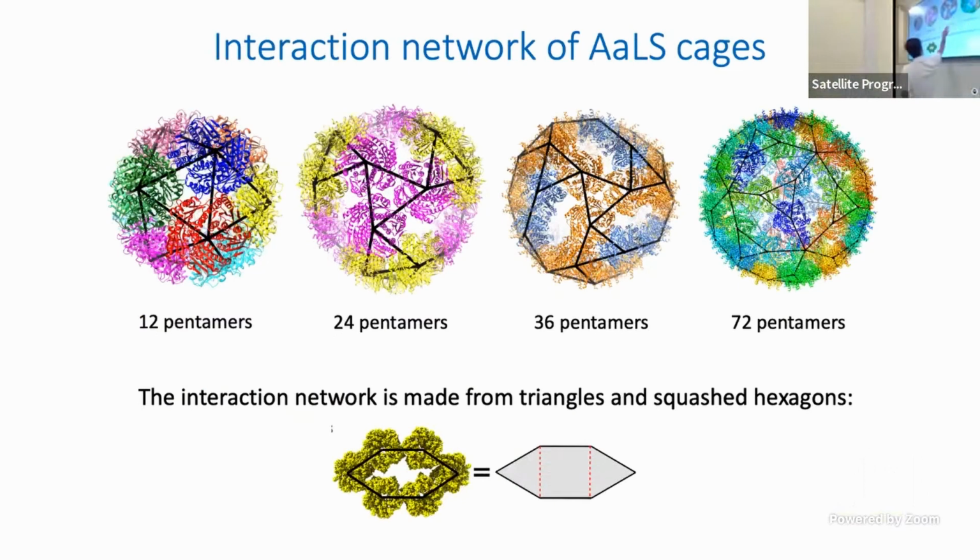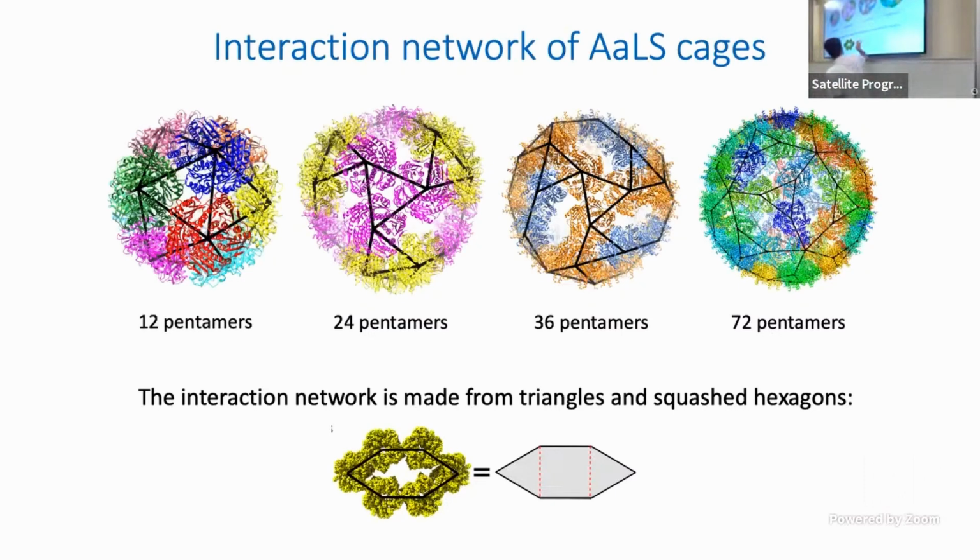So these four have been observed in the assembly of AaLS proteins. We see that the interaction network here is just made of triangles. Here there are triangles and these squash hexagons, which we were seeing in the tubular structure. The tubular structure was just squash hexagons, but here we have a combination of squash hexagons and triangles. So we know our local rules: the local rule is triangle and squash hexagon. Now we want to make predictions based on these two.